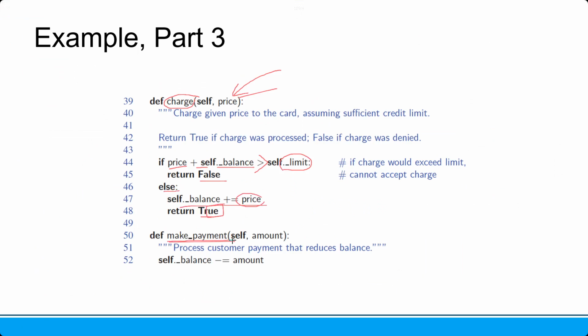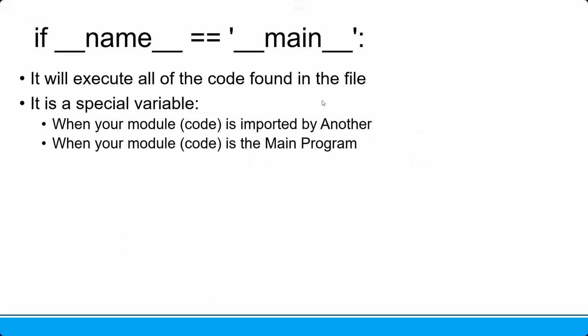The other is to make the payment. So how much money do you want to pay for the credit card? So if you already pay the credit card, then the balance will be decreased. Okay, so that's the definition of the class.